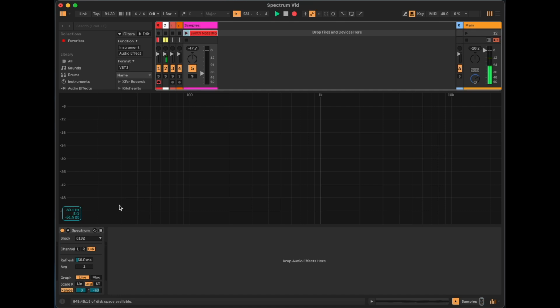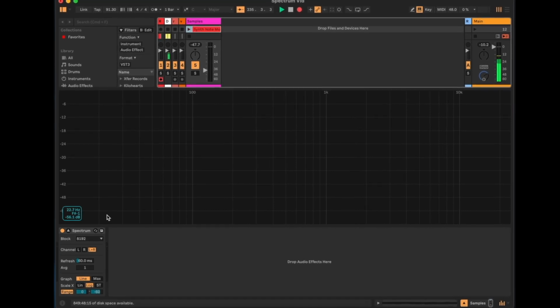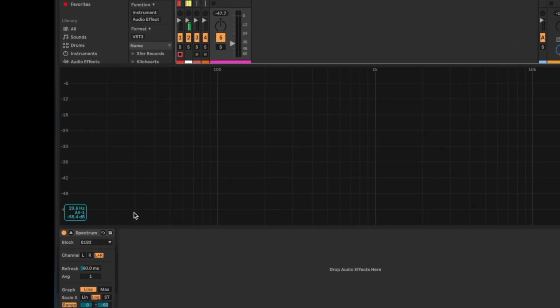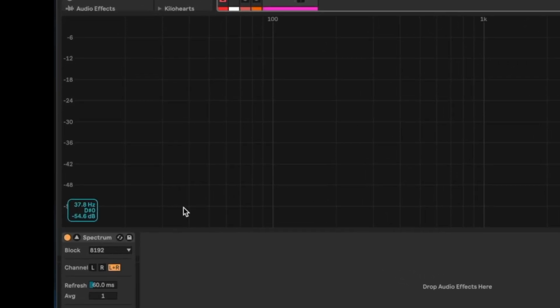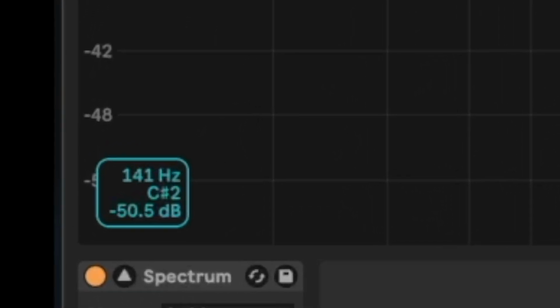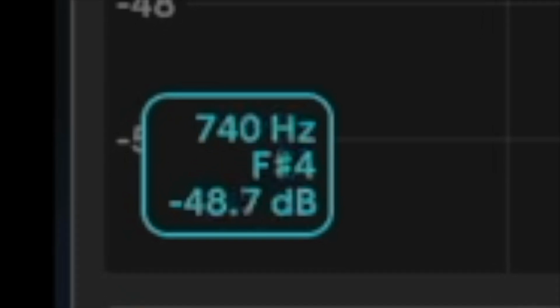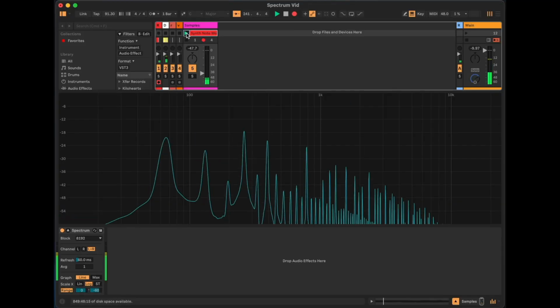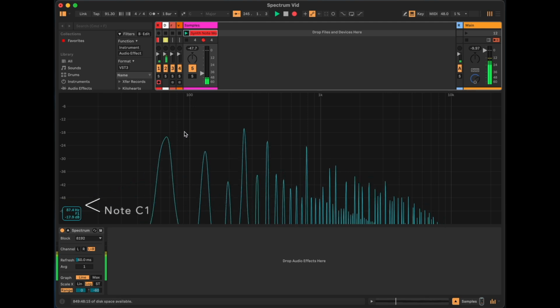You may have noticed in the blue box in the lower left displaying frequency and the amplitude of that frequency that it also displays what note that frequency is. Every musical note has certain frequencies that relate to that note. The letter indicates what note it is, and the number next to the letter indicates the octave range of that note. If I play the sound of the synth again, and I hover over the same two frequencies from before, we can see that the first one is note C1, and the second one is note C2.